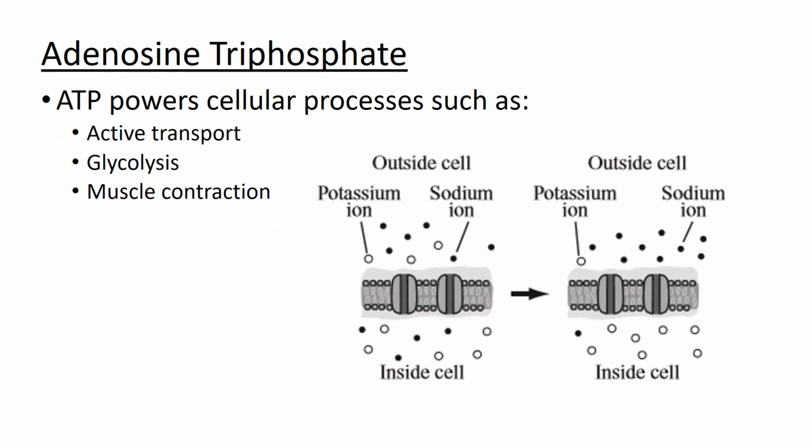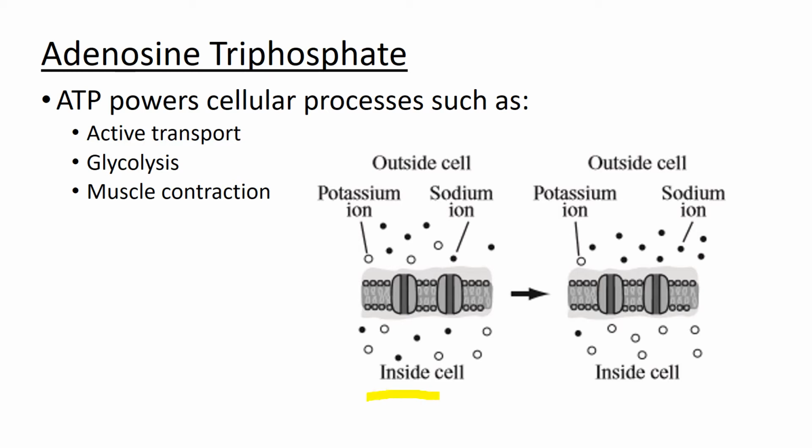Some examples of cellular processes that are powered by ATP are active transport, glycolysis, and muscle contraction. These are just three examples of activities that are powered by ATP, adenosine triphosphate.